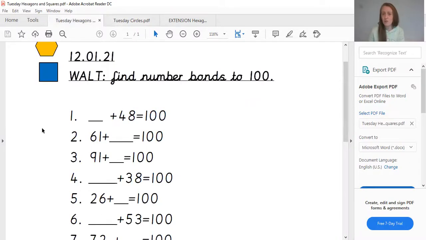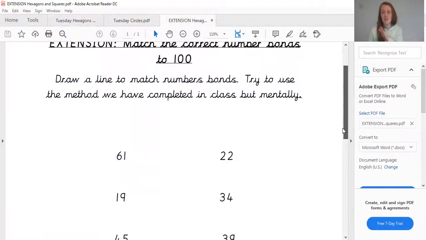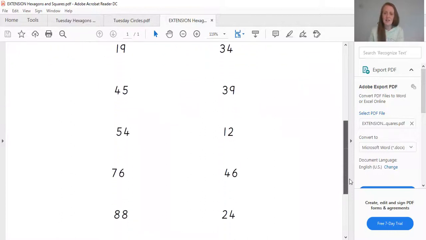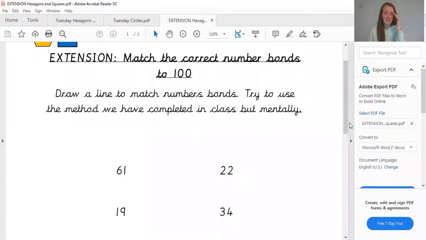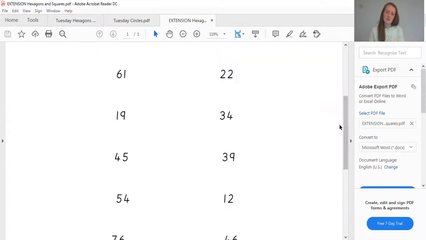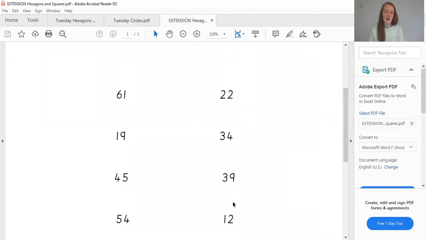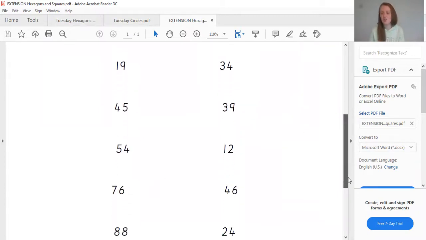Hexagons and squares, when you finished yours, I've set you a little extension, which is the same as what you've just done in our little starter, matching these mentally in your head. It says draw a line to match the number bonds. Try to use the method we've completed in class, but mentally. So this time we're not writing it down. You can see there's a list of numbers on this side and a list of numbers on this side, and you've got to find out which one matches to make 100. So that's your extension.